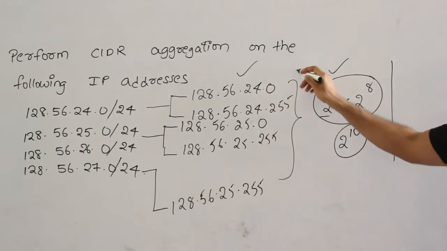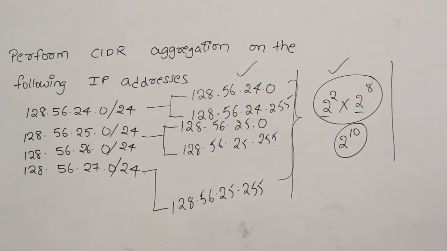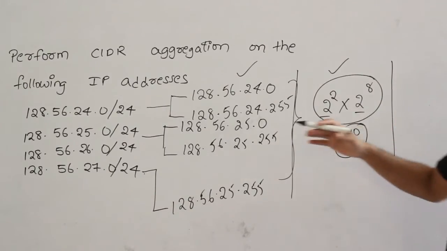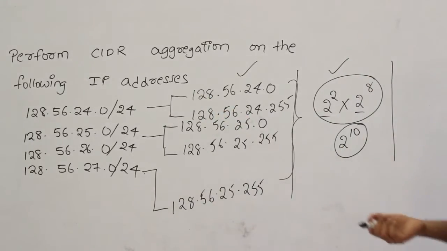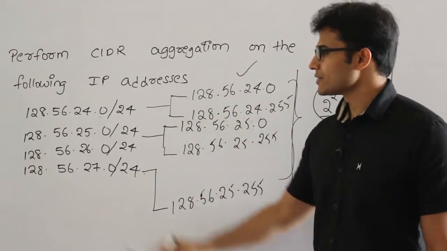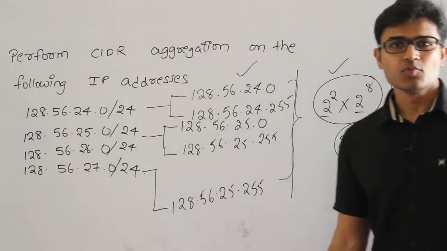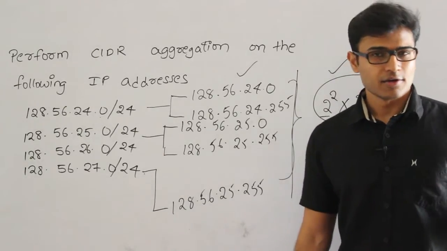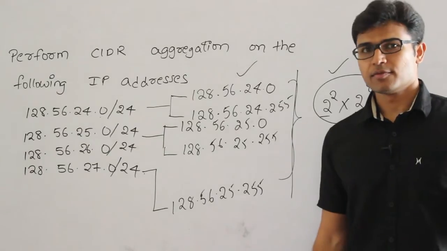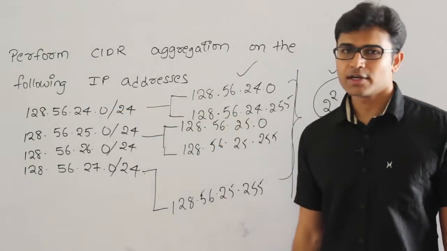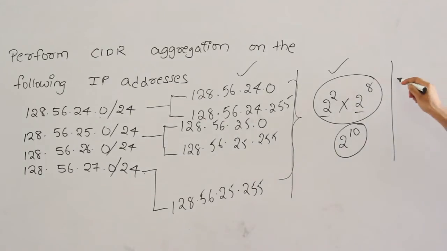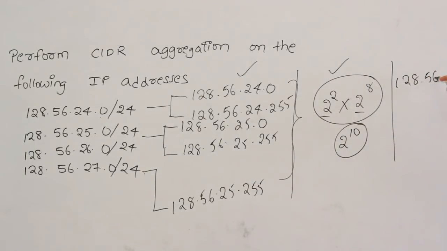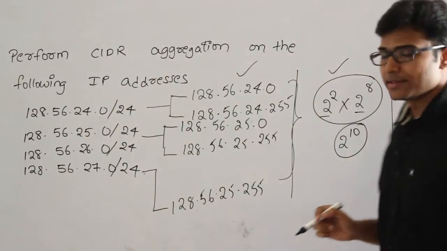And the third rule is that after having these 2 power 10 addresses, the first IP address should be divisible by the size of the block, which means if you take the first IP address and divide it by 2 power 10, the remainder should be 0. To divide any number by 2 power 10 and get the remainder, remember that the least significant 10 bits are the remainder. Therefore, I want to see the least significant 10 bits in this first address. So what is the first address? 128.56.24.0. In this I want to see the least significant 10 bits.